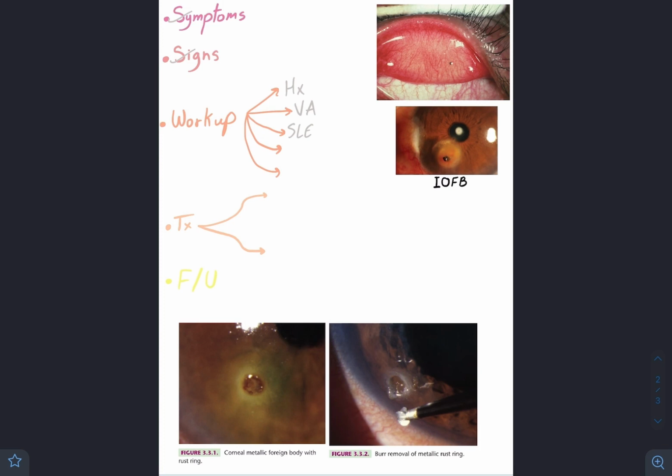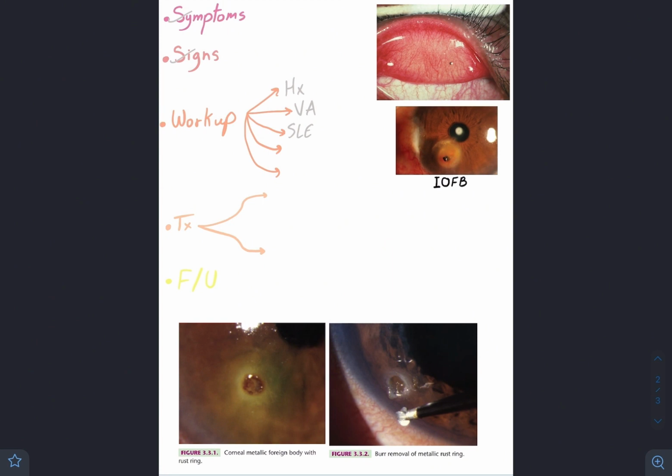Now, if there is an infiltrate accompanied by a significant AC reaction, purulent discharge, and extreme conjunctival injection and pain, what does this tell you if all these signs are present? Infection. So, if there is an infection, you should definitely culture and make sure to treat it aggressively with antibiotics and follow it up intensely.